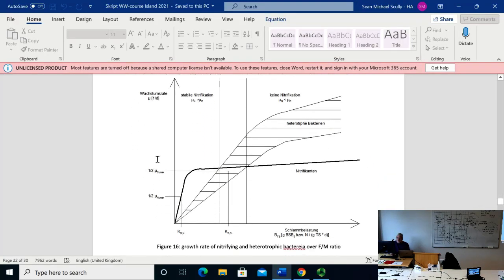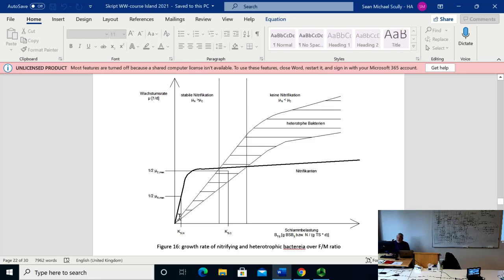And what is interesting here in this diagram is that we have plotted the growth rate over the substrate concentration, the feeding rate, and the F/M ratio actually. And if the F/M ratio at half of the maximum growth rate, this Ks value, is very small, then you have more or less this kind of curve, and if it's larger, you have that kind of curve. Heterotrophic bacteria are not all the same.